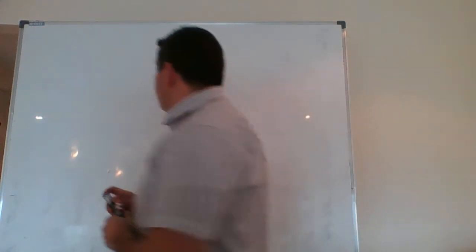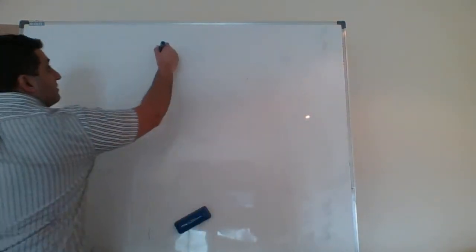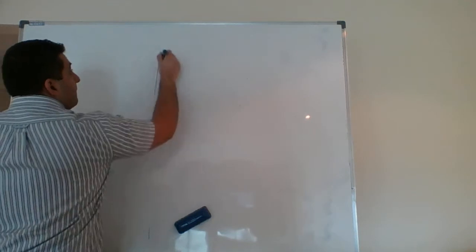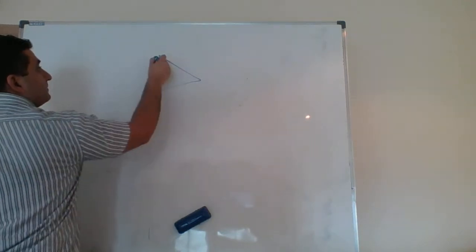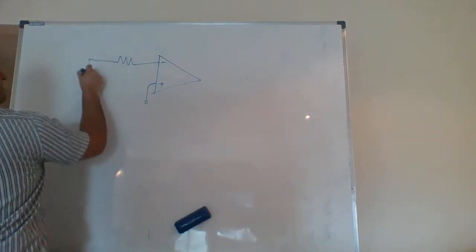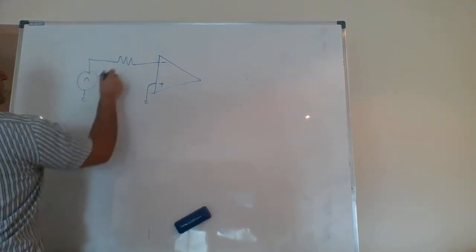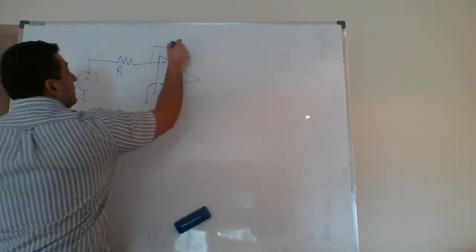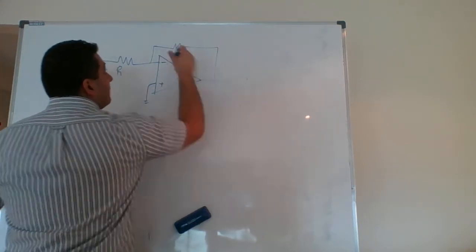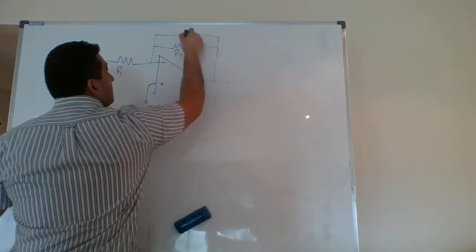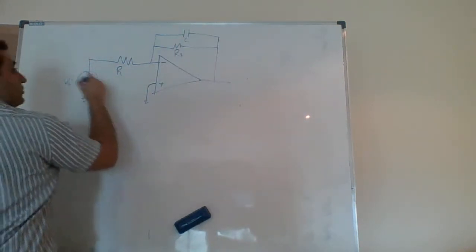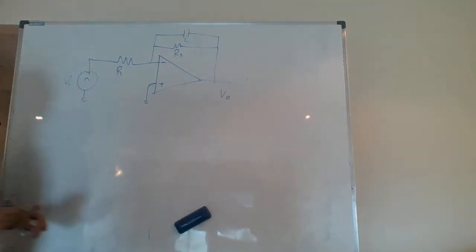Let's get two different colors. I want to analyze this circuit. Negative, positive. And here I have a resistor R1. And here I have R2, and I have a capacitor. This is V input. That's V output.